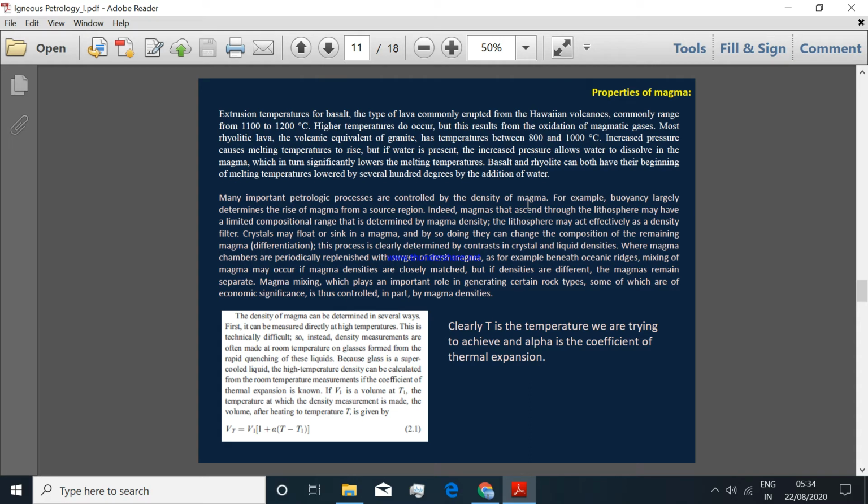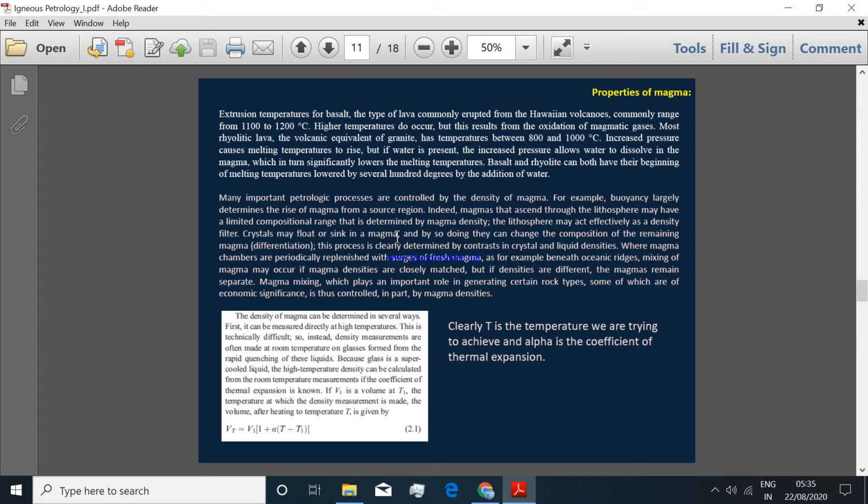Many important petrological processes are controlled by the density of the magma. For example, buoyancy largely determines the rise of the magma from a source region, and indeed magma that ascends through the lithosphere may have a limited compositional range that is determined by magma density. The lithosphere may act effectively as a density filter. Crystals may float or sink in a magma, and by so doing they can change the composition of the remaining magma, that is differentiation, which is known.